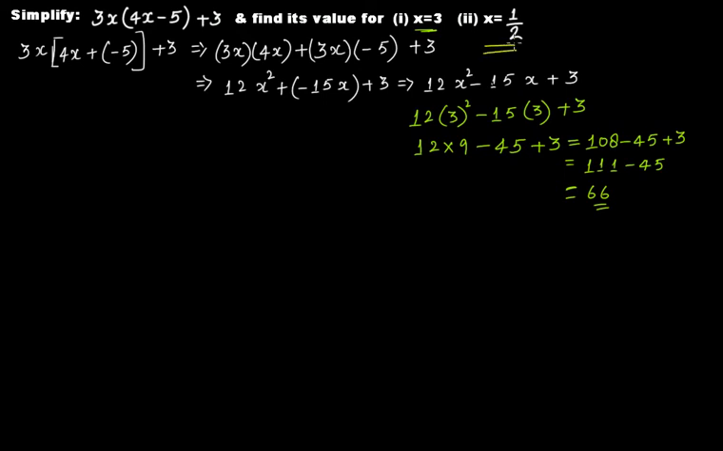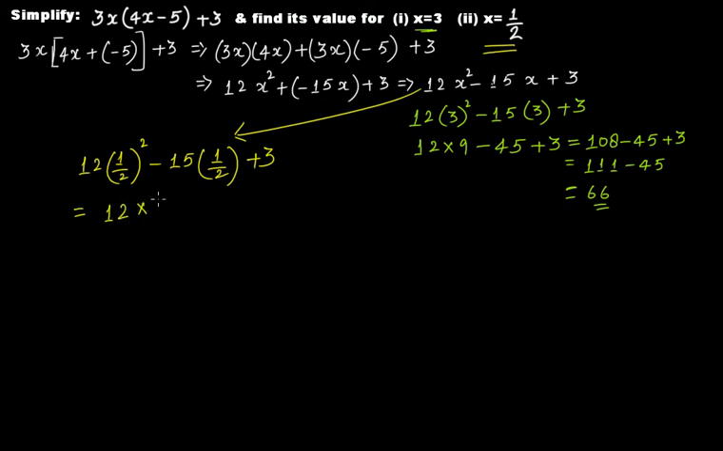For x is equal to 1 by 2, if you put here x equal to 1 by 2, this is 12 into 1 by 2 whole squared minus 15 into 1 by 2 plus 3. From here you get 12 multiplied by 1 by 4, 1 squared divided by 2 squared, and here you have 15 multiplied by 1 by 2 plus 3. This is 3. So 3 minus 15 by 2 plus 3. 3 plus 3 is 6.